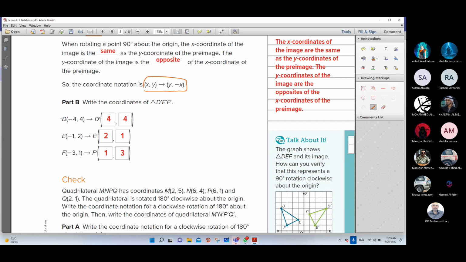Now, as you see, we have D (-4, 4). So put the same y in the place of the x. The y here will be 4. Put it where? In the x place. Then take the opposite of x. The opposite of -4 will be +4. So it will be (4, 4).